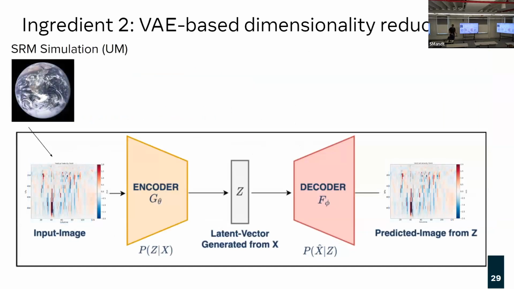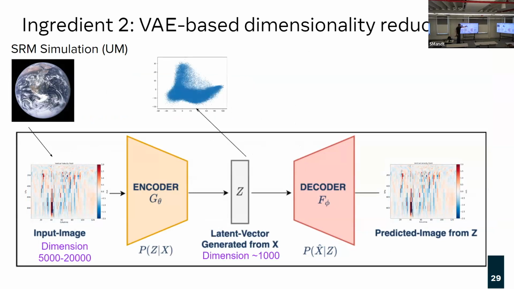So this was ingredient number 1. Ingredient number 2 was clustering in the raw pixel space doesn't make a lot of sense. It's too high dimensional. So we need a tool for dimensionality reduction. And to this end, we use our VAE. In other words, we feed data into our VAE. Here are the embedded data.